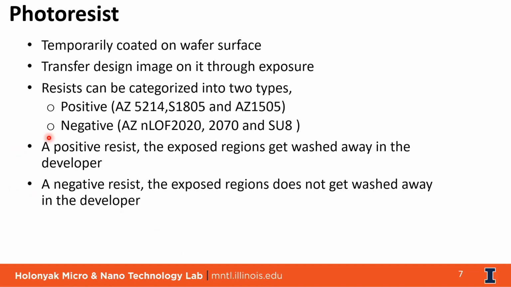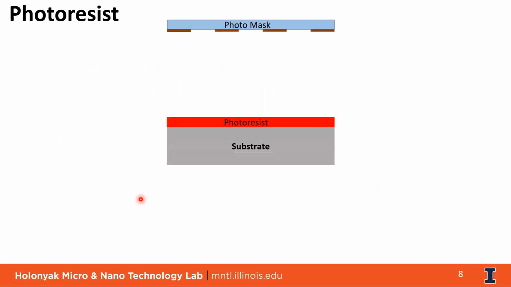These are the common positive photoresists you could find on the market: AZ1514, S1805, and AZ1505. Whereas in the negative series, it's like AZ 2020 or 2070 and different SU-8 series. So what is positive and negative photoresist? If it is a positive photoresist, the exposed region gets removed after exposure, whereas in the negative photoresist, the unexposed region is going to be removed. The next slide will go into detail on how it happens.